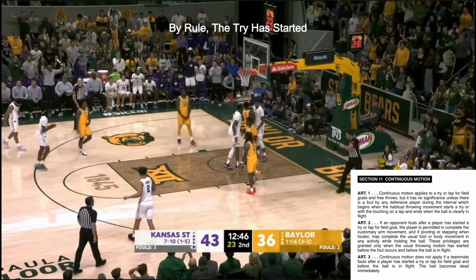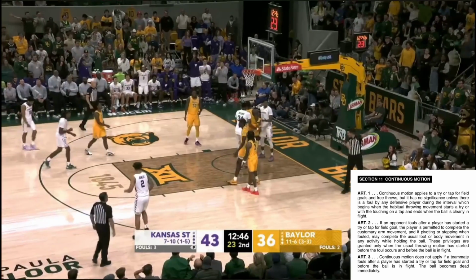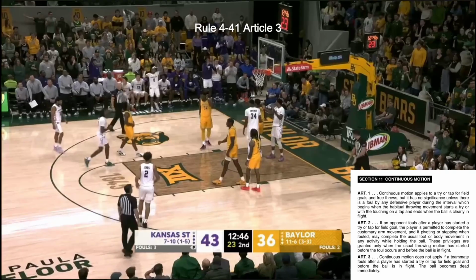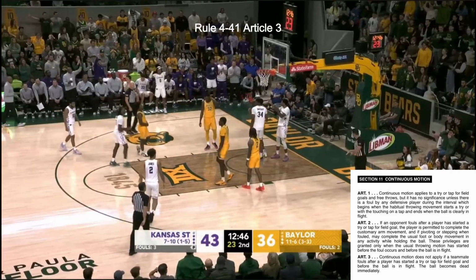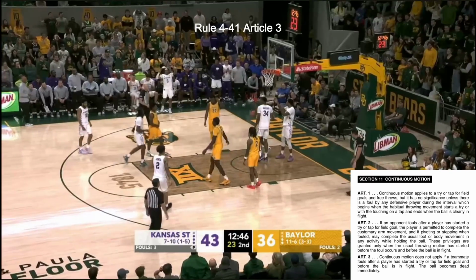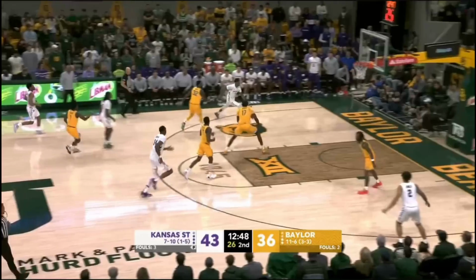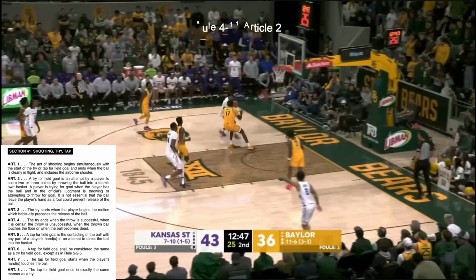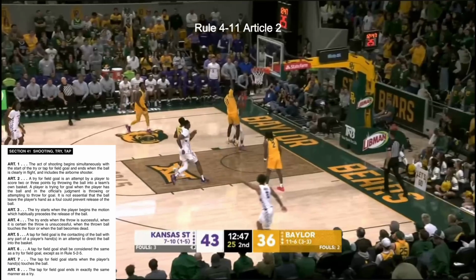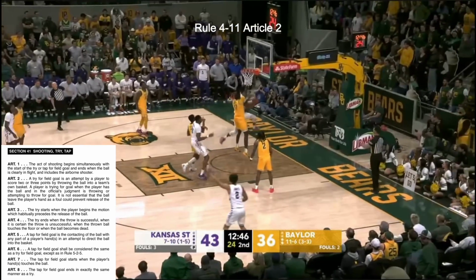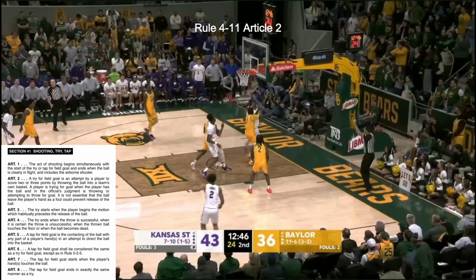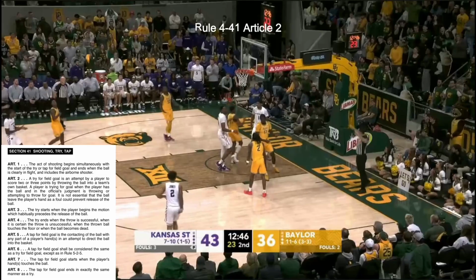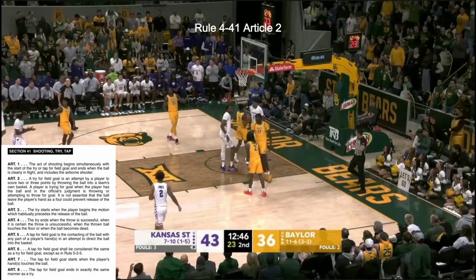Based on Article 2 of the continuous motion rule, the player has started the motion and the try has begun. Based on this, he is allowed to continue this motion in order to complete the try. In addition to this, Article 2 of the shooting try tap rule clearly states that if a player is fouled during the try, it is not essential that the ball be released, as the foul could prevent the basketball from being released.